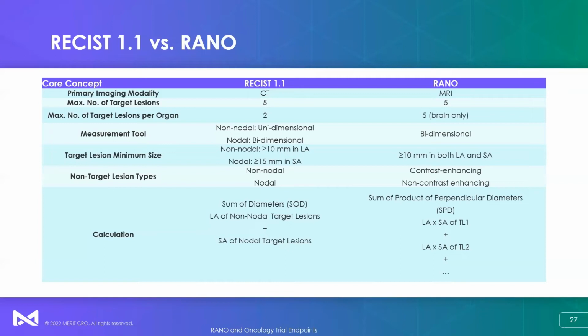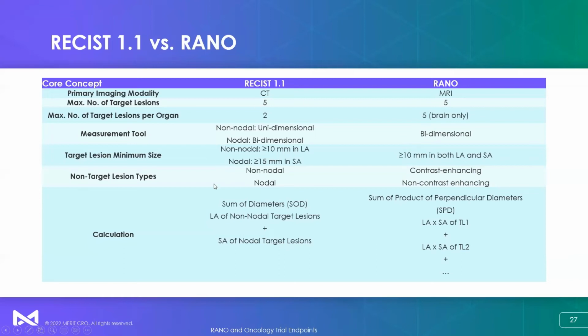Measurement tool: RECIST requires a unidimensional measurement, meaning the single distance of the longest diameter, and nodal lesions are bidimensional, but more precisely, we only record and follow the short axis length. So that's still a single distance, whereas RANO needs both values and actually needs to calculate that product. Minimum size requirement: nodal is 15 millimeters, short axis greater than 10. RANO has a slightly different requirement, which is both the long axis and short axis being at least 10 millimeters or greater.